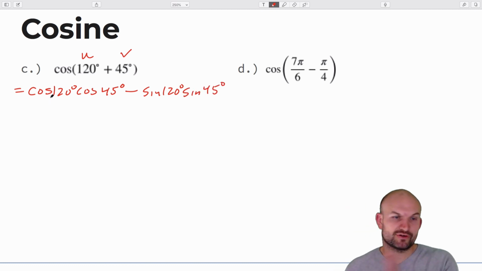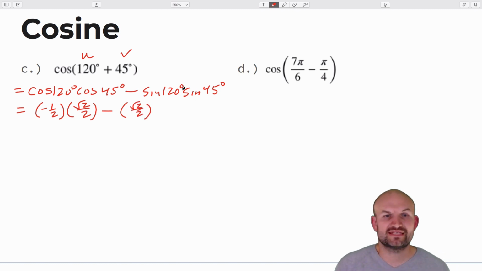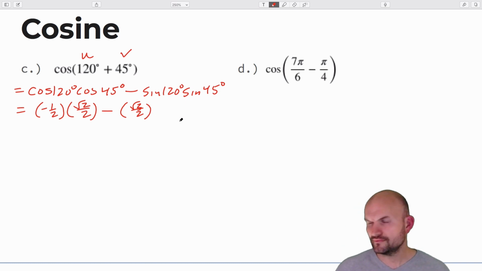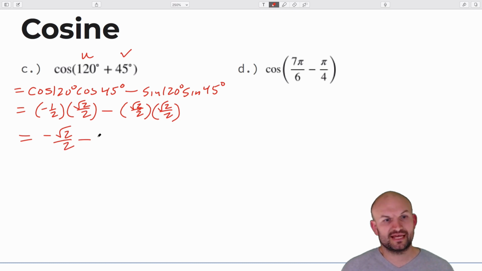So the cosine of 120 degrees, again, remember that's in the second quadrant. So that's going to be a negative 1/2 times the cosine of 45 degrees, which is a square root of 2 over 2. And then minus the sine of 120 degrees, second quadrant, so that's a positive square root of 3 over 2, and then times the sine of 45 degrees, which is a square root of 2 over 2. Okay, so now we can multiply those out. That's going to give me a negative square root of 2 over 2 minus a square root of 6. Oh, I'm sorry, that's a 4, isn't it? Minus a square root of 6 over 4.